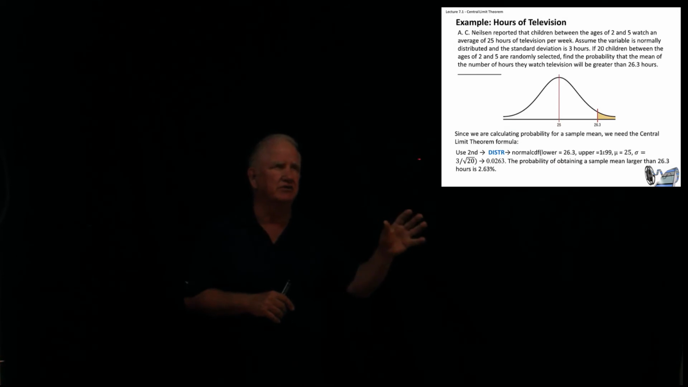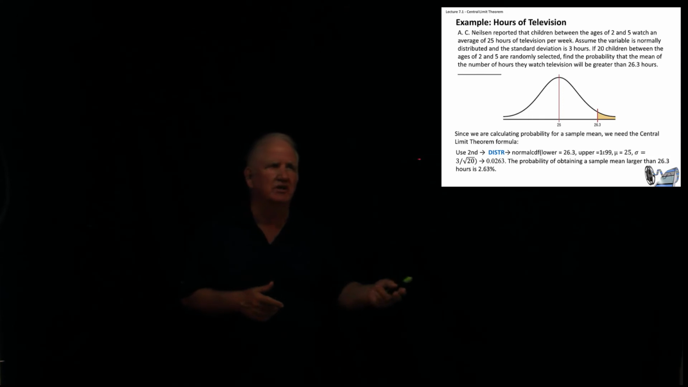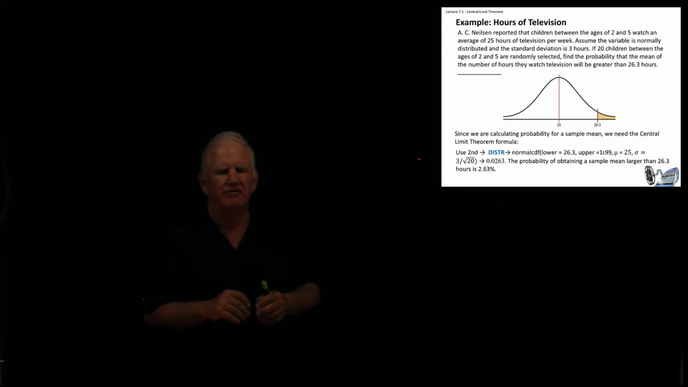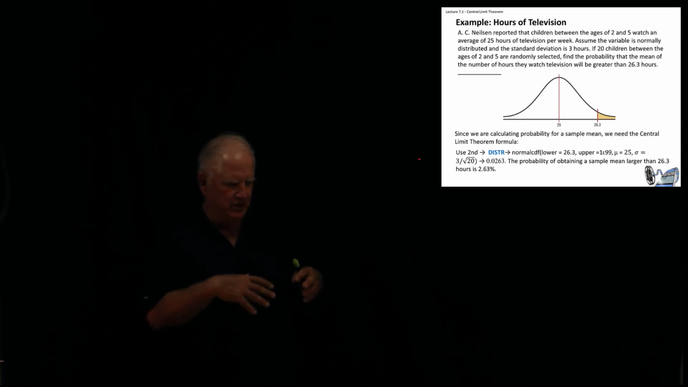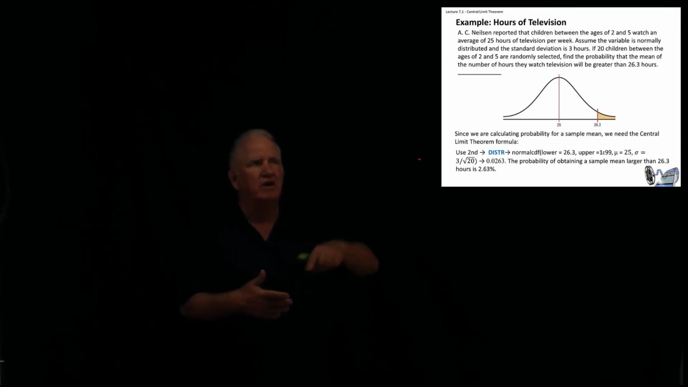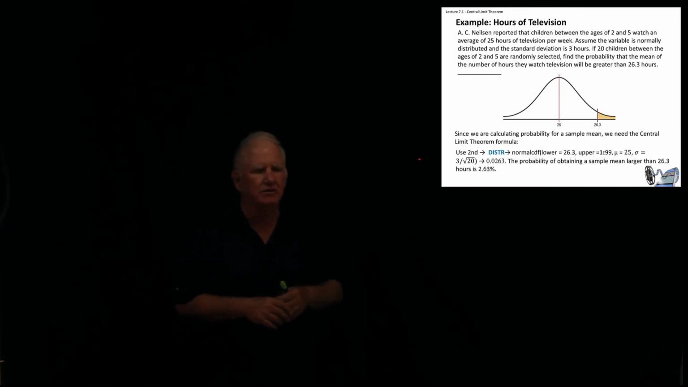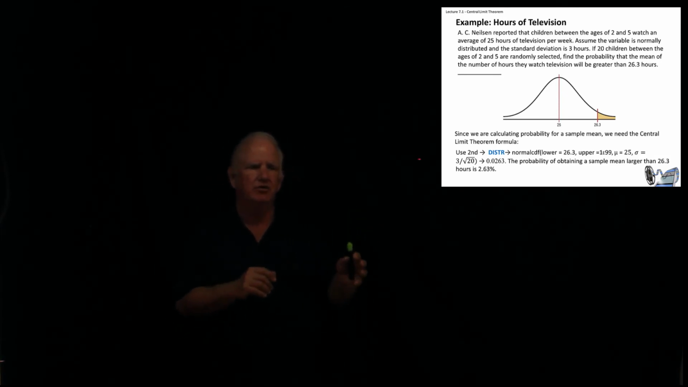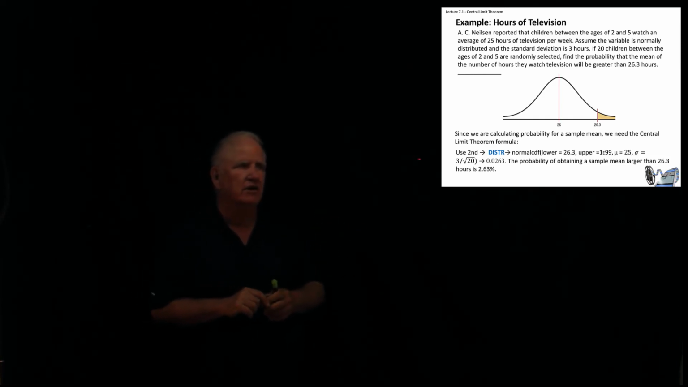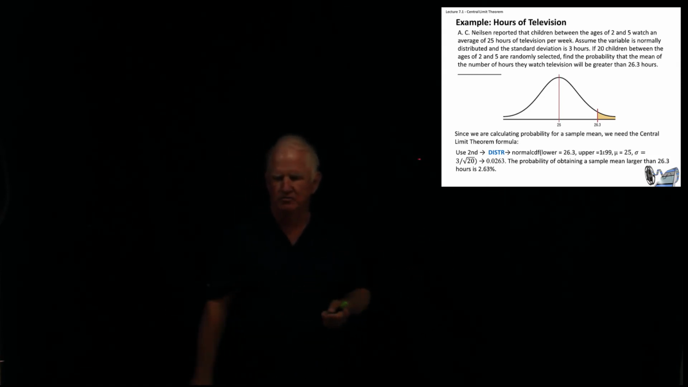This says AC Nielsen Company. AC Nielsen is a company that polls and surveys people who watch television. They say children 2 to 5 watch on average 25 hours per week. And if you let the number of hours that any child watches per week be a random variable, then that random variable is normally distributed and it's got a standard deviation of 3 hours. The question is this: if you grab 20 such children between 2 and 5, find the probability that they watch 26.3 or more hours per week.